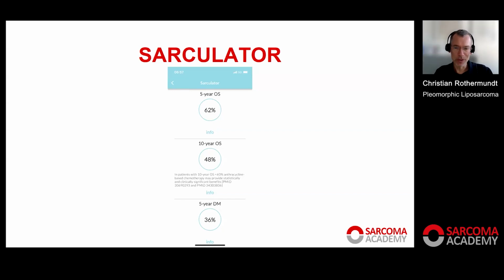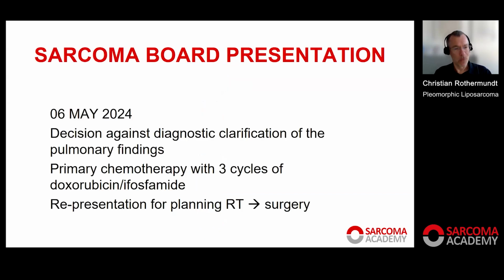I'm going to proceed with the case, and you'll see that we decided to give chemotherapy. So we decided not to look into the lungs or cut out one of these nodules. We said we don't think it's metastatic disease, but we think that chemotherapy plays a role. So we decided to give him neoadjuvant chemo, planned to do RT and then surgery afterwards.